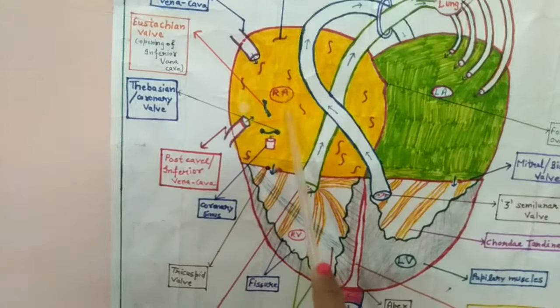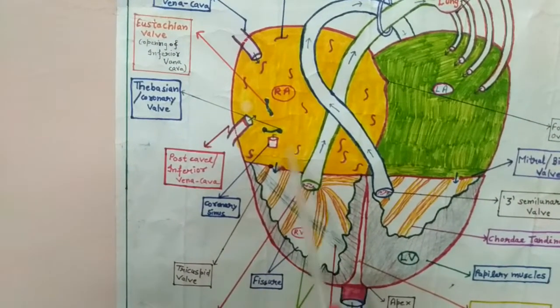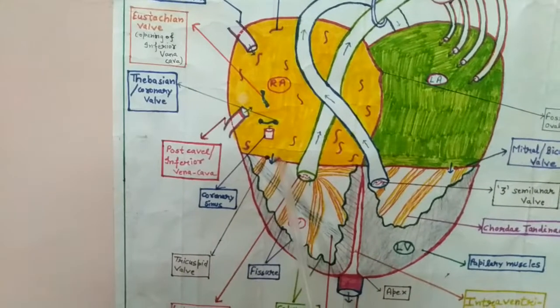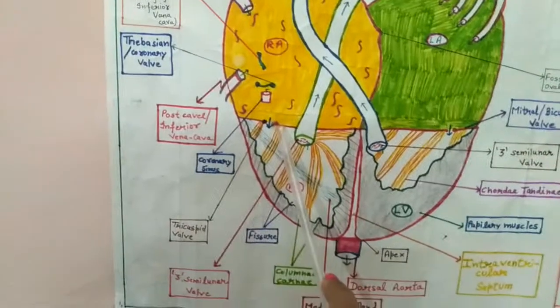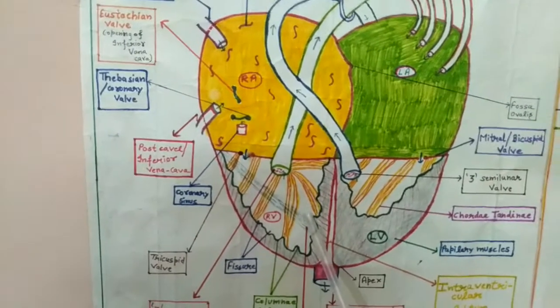From the right atrium, blood comes inside the right ventricle with the opening of this valve, which is known as the tricuspid valve, because it has three cusps. So blood comes inside the right ventricle. The blood is also deoxygenated here.